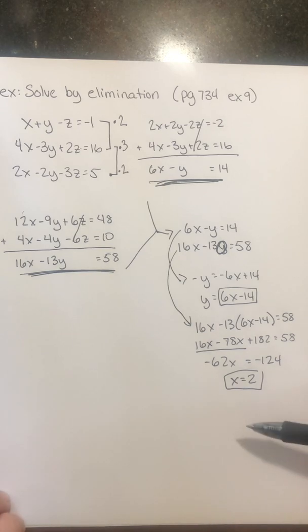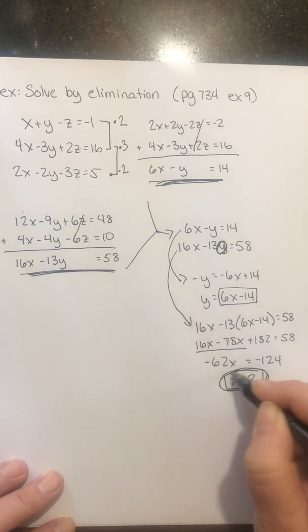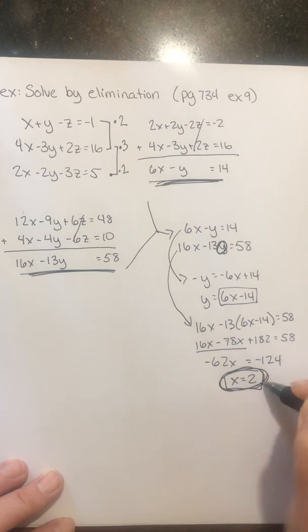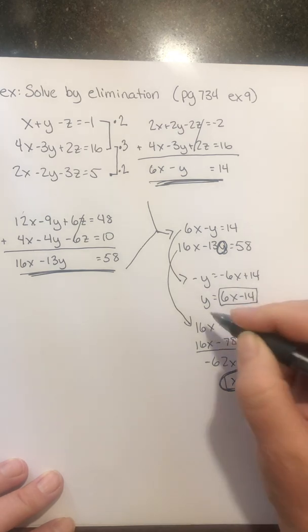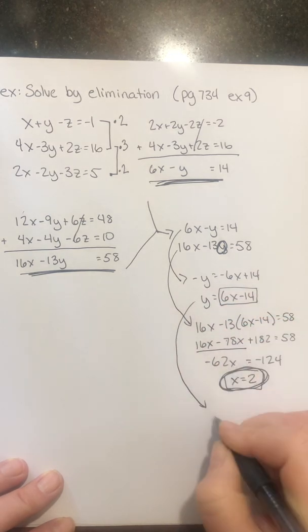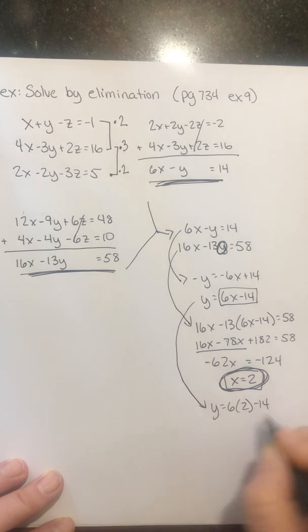So now I've done most of the work. This is most of the work that's involved here. Once you get one variable, in this case the x, now I can find y. I can go back up and use this equation, y equals 6x minus 14. So y equals 6 times 2 minus 14. So y is going to be negative 2.